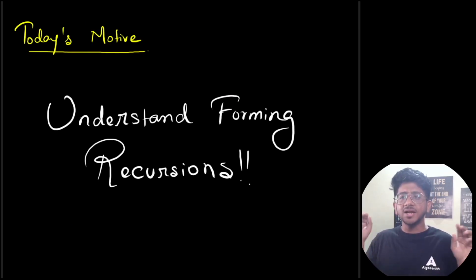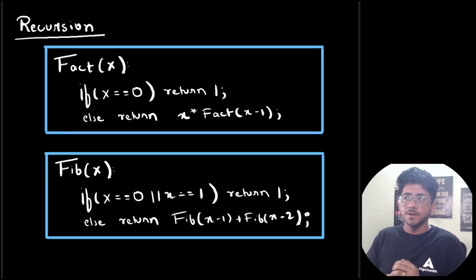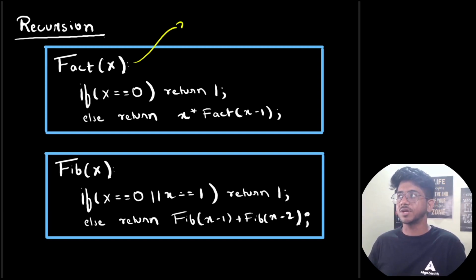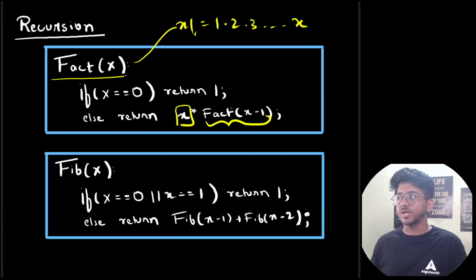And the main motive for this particular day is understanding forming recursions, right? Recursion in a basic sense is a function calling itself. You might have heard about basic recursion functions like factorial or Fibonacci. Factorial of x is 1 into 2 into 3 up till x. So if you have to calculate factorial of x, multiply x with factorial of x minus 1, which, if it's correct, should return x minus 1 into x minus 2, so on up till 1. And if you multiply, you can see that's correct.